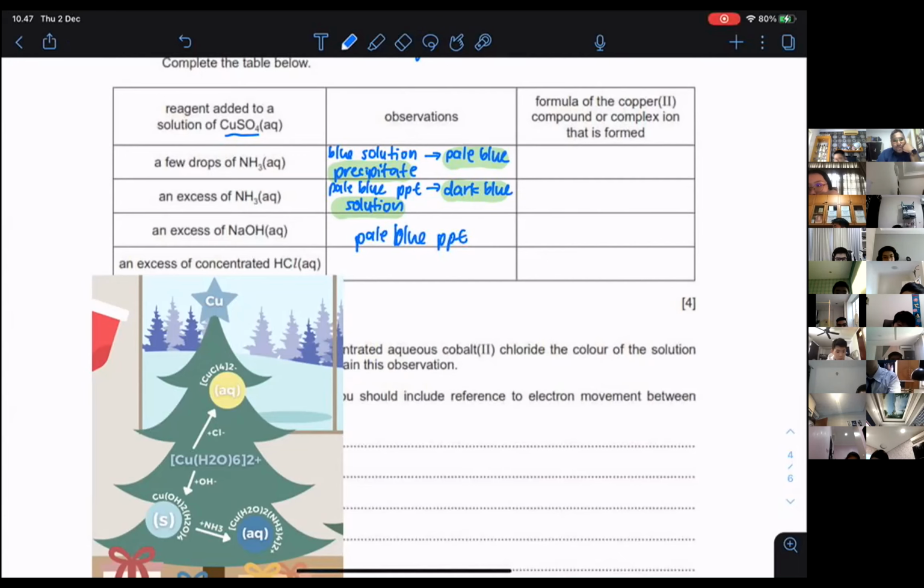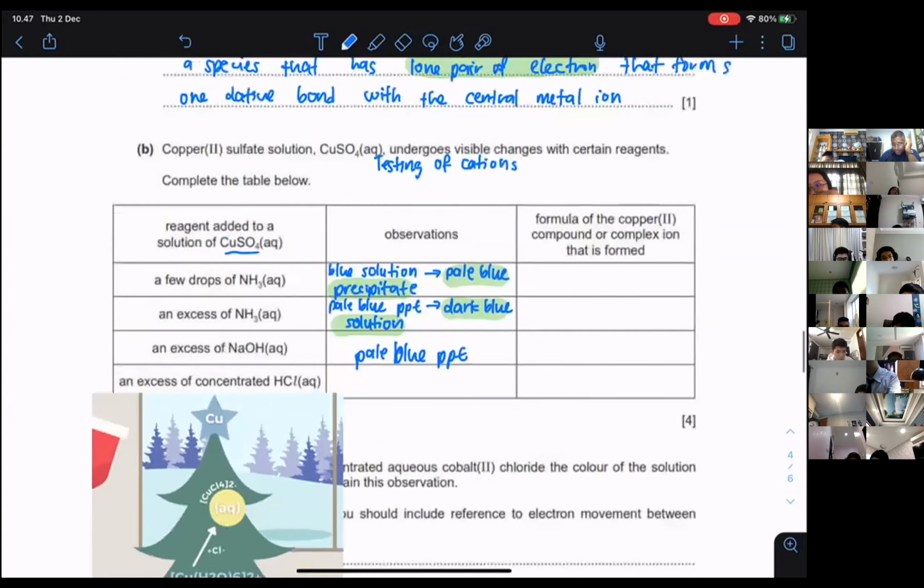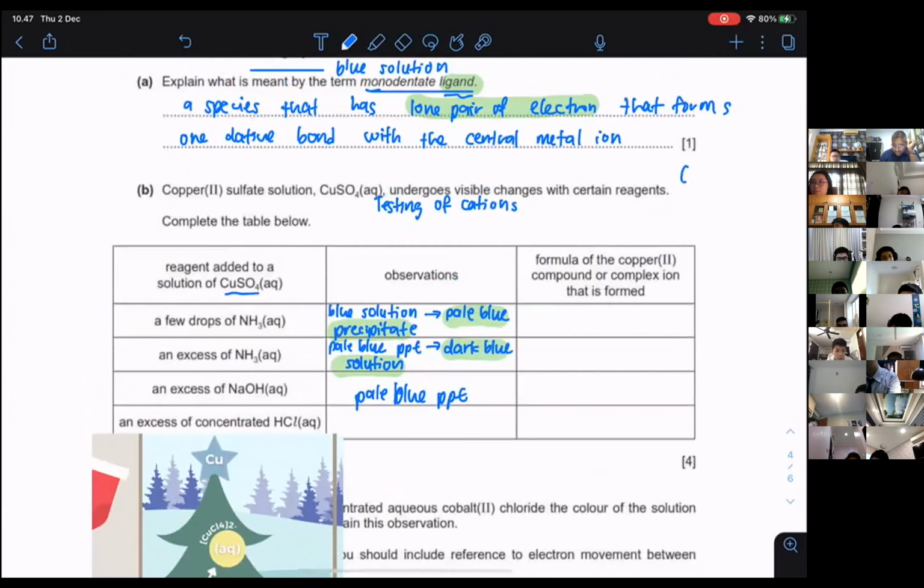Now, excess of concentrated HCl, this one you remember? I told you to remember this. You will get either CuCl4, or if you're using cobalt, CoCl4. This is going to be 2 plus with 4 negative, so you will get 2 negative. This one is going to be 2 negative, and this one is also going to be 2 negative. The color you must remember.